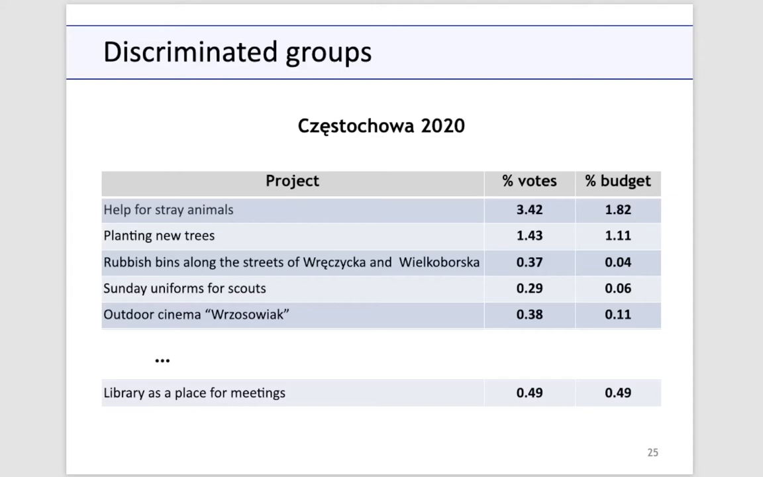How can we read this table? For example, have a look at the first row. A group of roughly 3.5% of voters voted for the project of help for stray animals. According to the idea of proportionality, those voters should be able to decide about roughly 3.5% of the whole budget. The project cost only 1.8% of the whole budget.